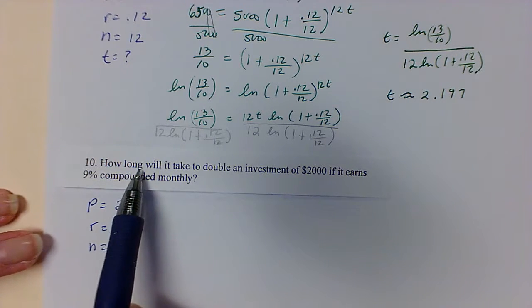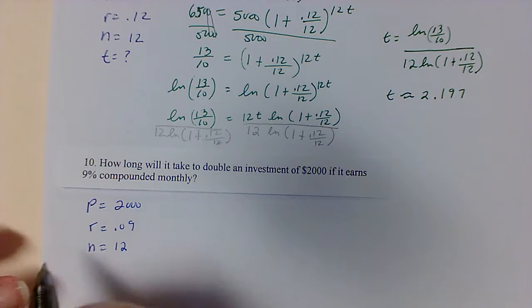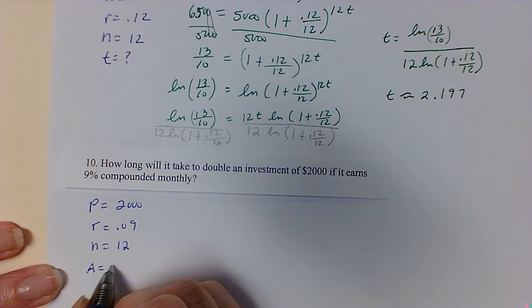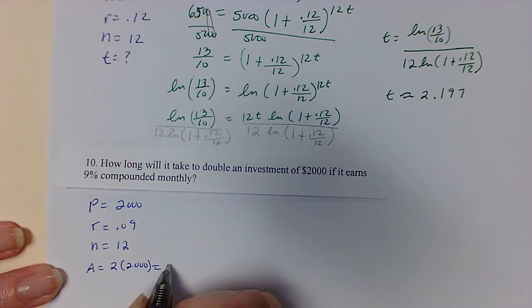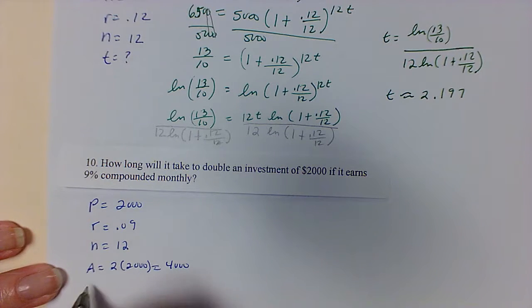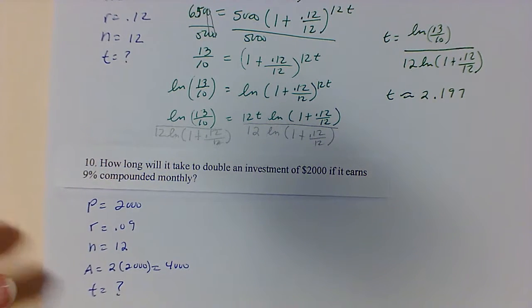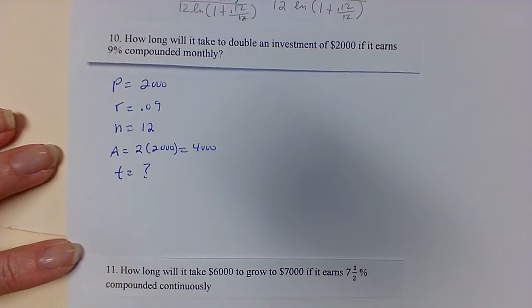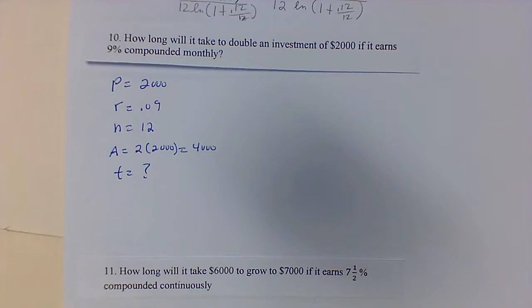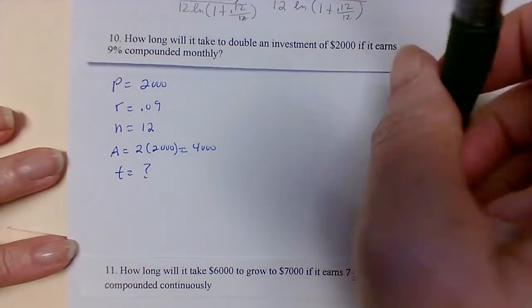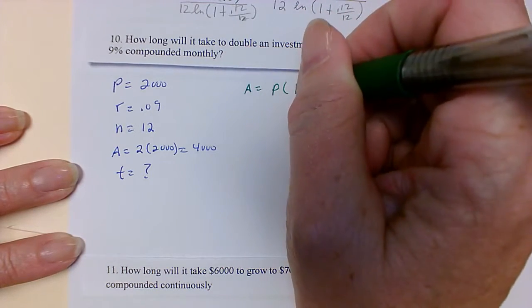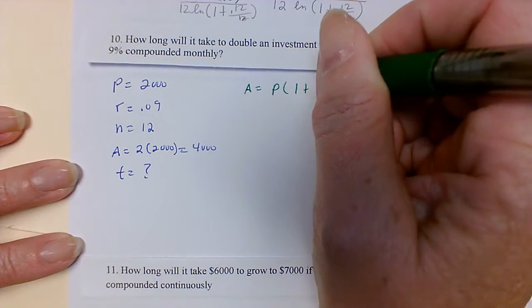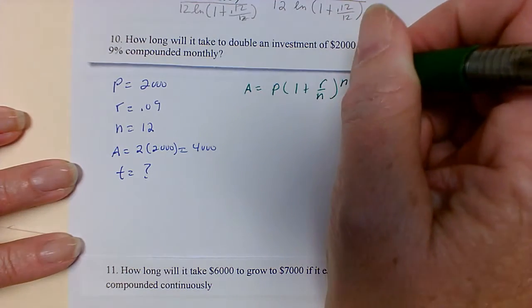And because we're looking at doubling the investment, that tells me that the accumulated value will be equal to 2 times 2,000, which will equal 4,000. And T is the how long, so we're trying to figure out how long it will take. All right, so because we have an N and we have all our other parts, we are going to use our A is equal to P times 1 plus R over N raised to the N times T.